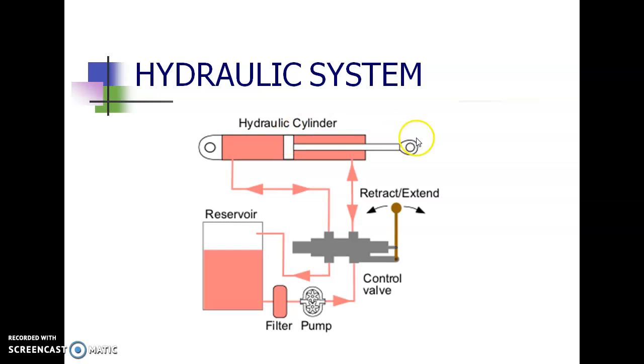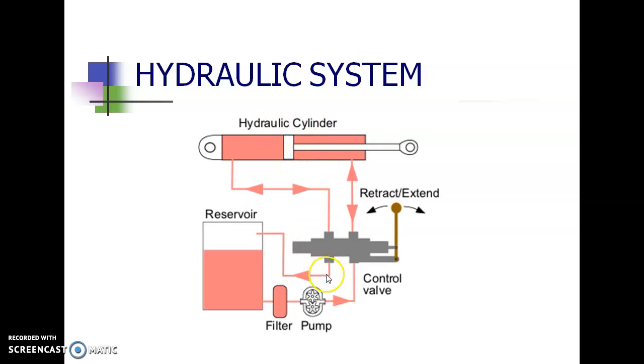This is a simple hydraulic system you can see here. There is a reservoir. From the reservoir, the oil passes to the filter, and from the filter to the pump, and the pressurized oil goes to the valve. This is called a direction control valve. From that, it goes to the double acting cylinder, and by this the cylinder is going to reciprocate. Instead of a cylinder, if you use a hydraulic motor, you get a rotary motion.